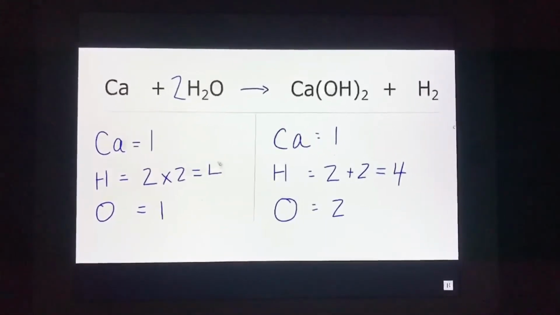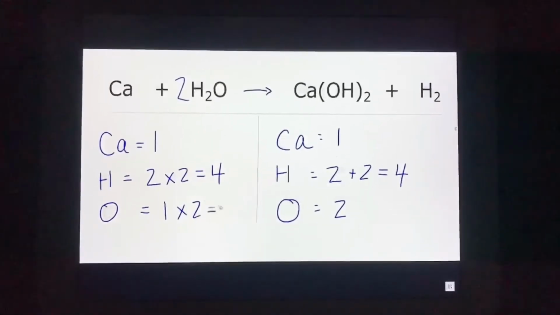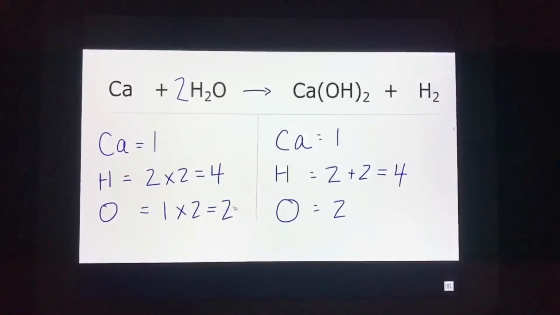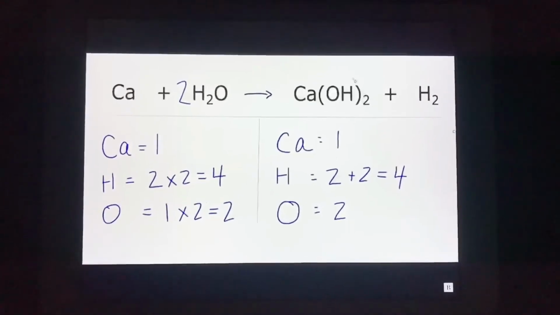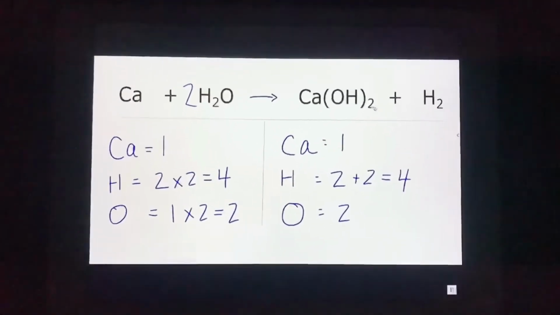See, in the reactant and the product hydrogen is balanced. Oxygen also we can do. We will multiply by 2, we get 2 oxygen, and now in the reactant and product both are balanced.